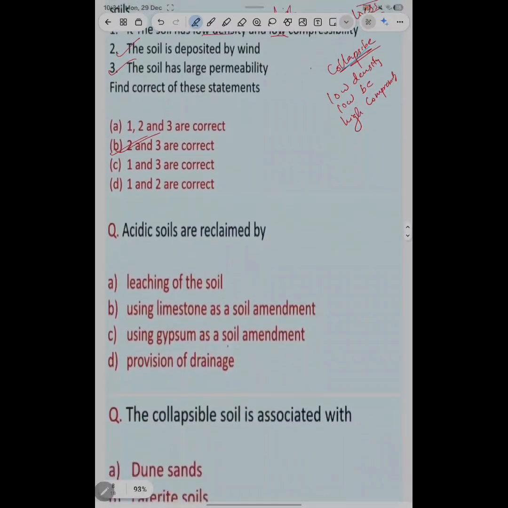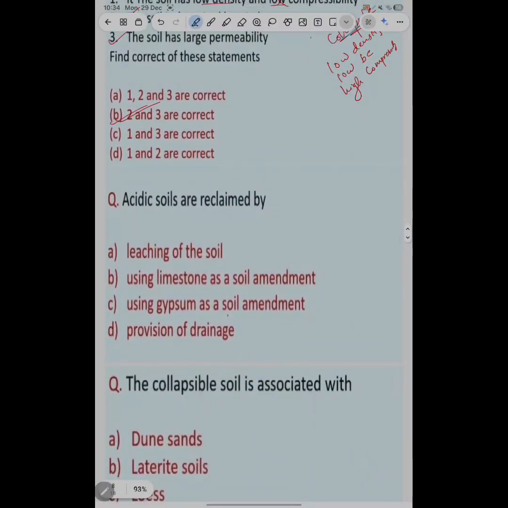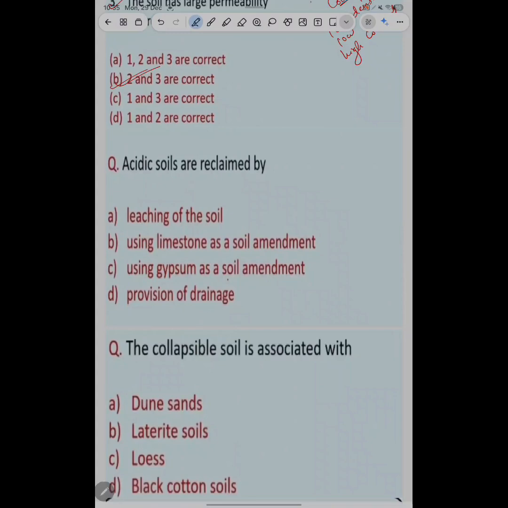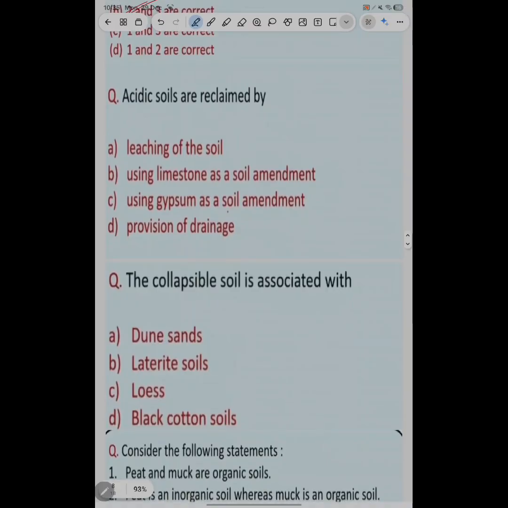Okay, next question. Acidic soils are reclaimed by leaching action of soil, using limestone as a soil amendment, using gypsum as a soil amendment, then provision of drainage. So acidic soils are reclaimed primarily by adding alkaline materials like lime. So here the answer is using limestone as a soil amendment.